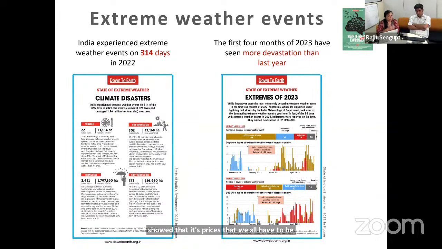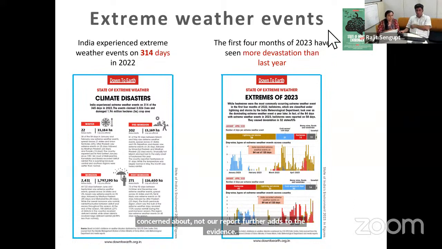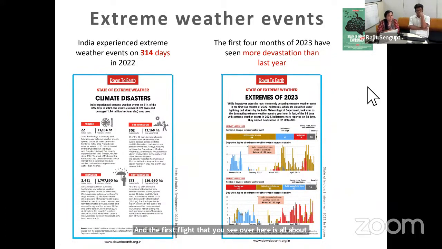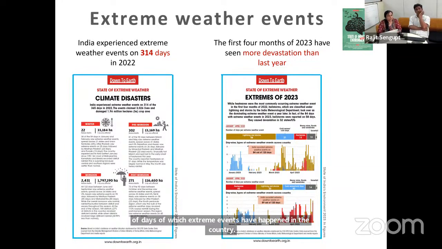The first slide that you see over here is all about how India has been suffering from extreme weather events. Let me introduce you to the database of extreme weather events that we launched last year. This is a comparison that we have done based on the database of last year and this year. We clearly found that the extreme events in the country have been on the rise. We have done this analysis on the basis of days on which extreme events have happened in the country. Last year, of the 365 days, on 314 days the country experienced extreme weather events.